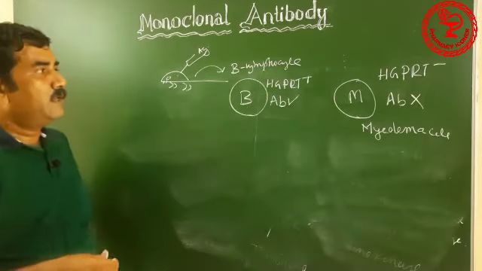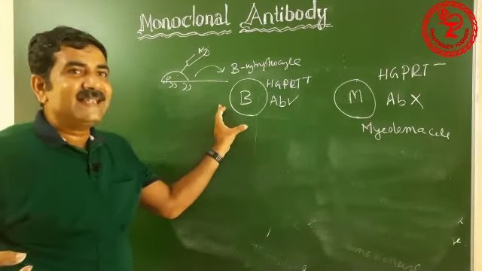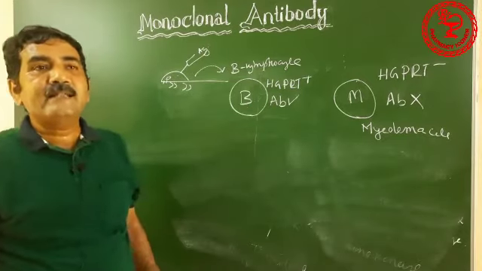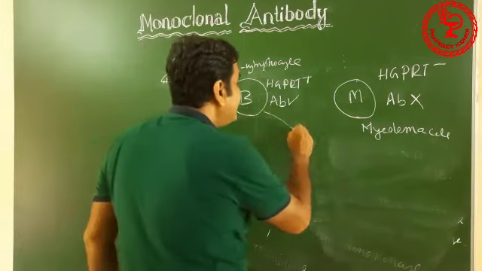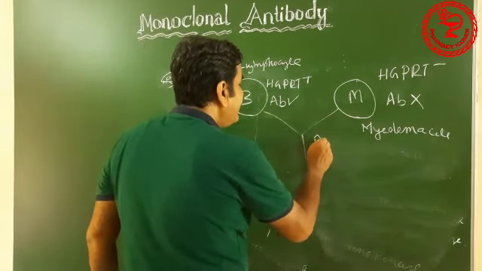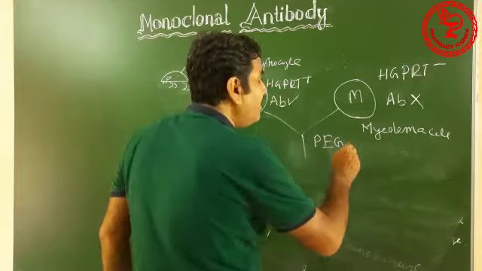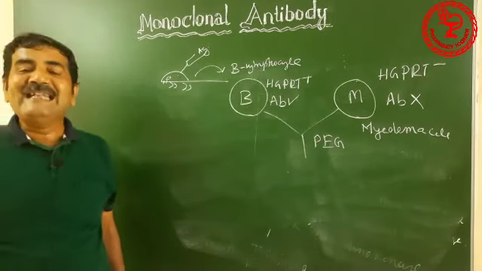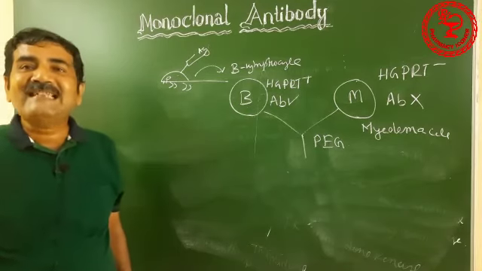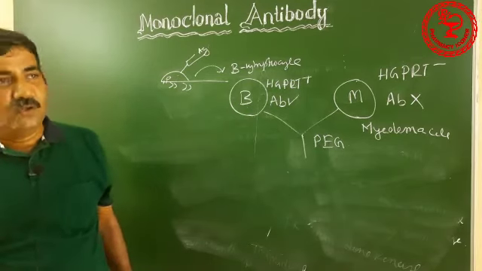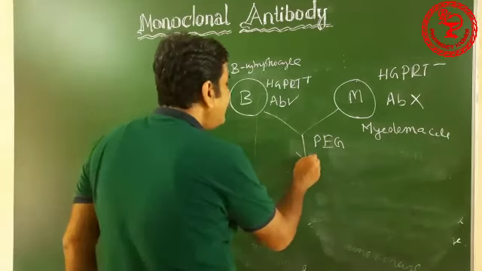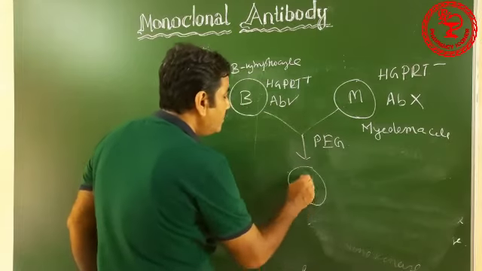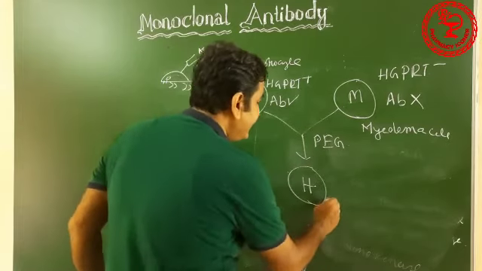So, now B cells and myeloma suspension are mixed together in the presence of PEG, polyethylene glycol. PEG means polyethylene glycol, or initially inactivated Sendai viruses are also used. Okay. So now, in the presence of PEG, these cells will fuse to produce a hybrid cell.